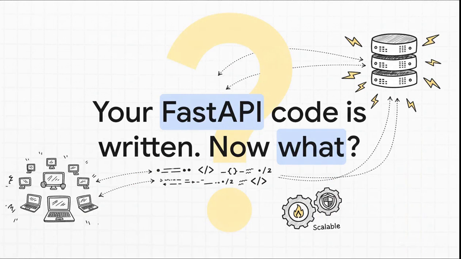All right, so picture this. You've just finished your masterpiece, this awesome FastAPI application. The code is beautiful, it runs like a dream on your local machine, but now what? I mean, how do you take that code from your laptop and actually put it out there on the internet so real people, maybe thousands of them, can use it without it crashing all the time?